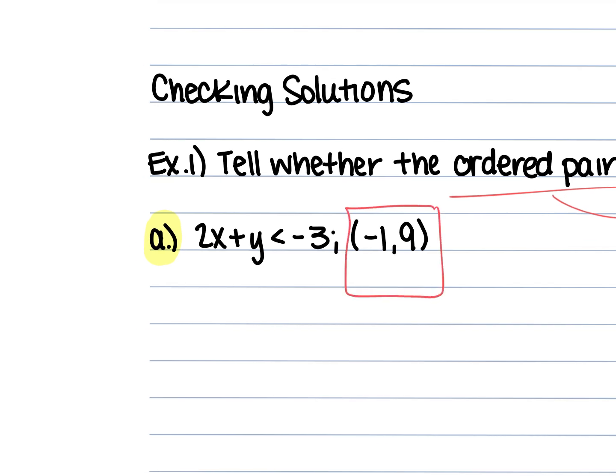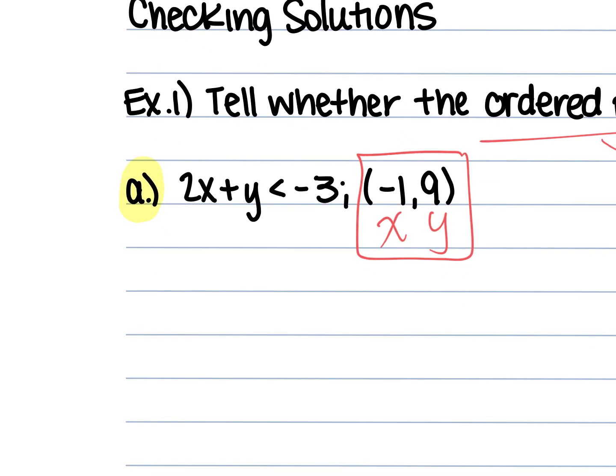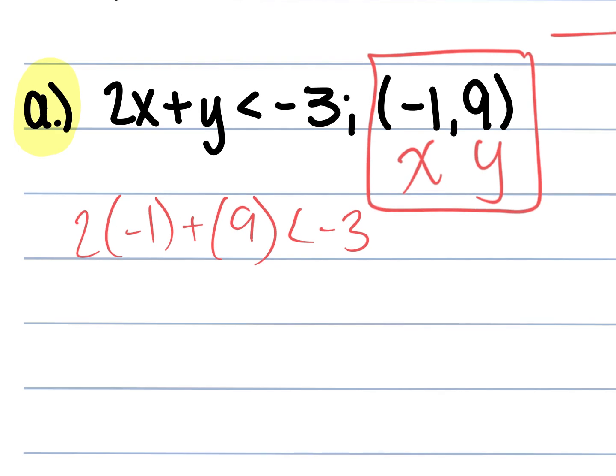Go ahead and box it in. And we're going to replace -1 for what? X. And we're going to replace 9 for what? Y. And then if the inequality is satisfied, in other words, it gives us a true statement at the end, this is a solution. If it doesn't work, then this is not a solution. Let's test it out. So go ahead for x, replace it with -1, and for y, replace it with 9. We're going to get 2 times -1 plus 9 is less than -3. Are there any questions on how I substituted in?